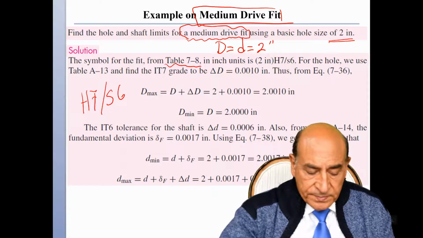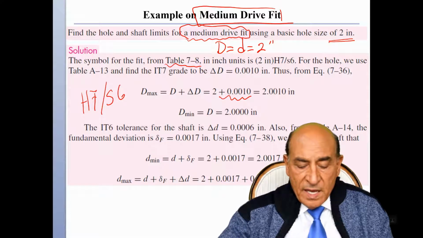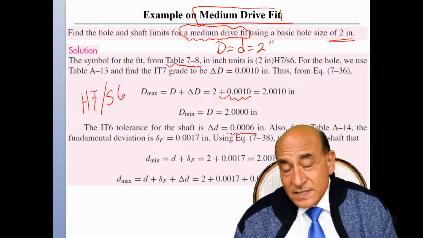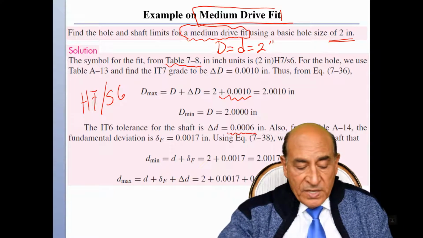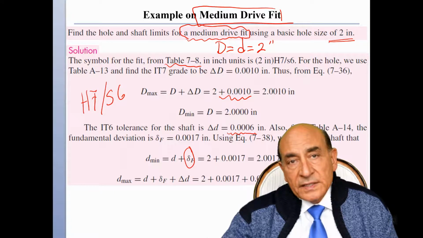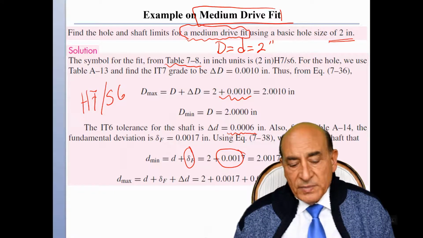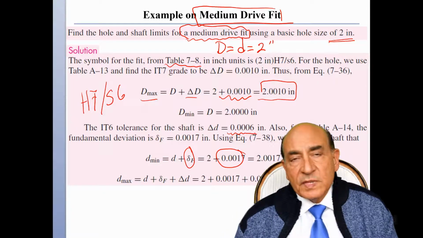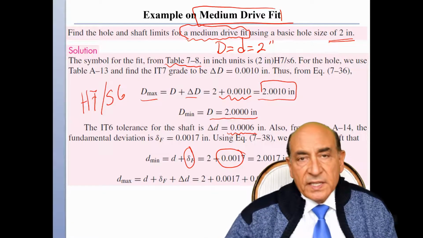So for IT grade 7, the delta cap D is 1/1000th of an inch, 1 mil. And for the IT grade 6, for the shaft, that is delta lowercase d is even less than 1/1000th of an inch. It's 0.0006 inches. So we got 2 out of 3. Because it's an S, the fundamental deviation is 0.0017, that's the third quantity. And then we can go into our computations. So the D max, we add the delta D to get the maximum size of the hole, which is 2.001 inches. For the hole minimum dimension, it is the basic size.